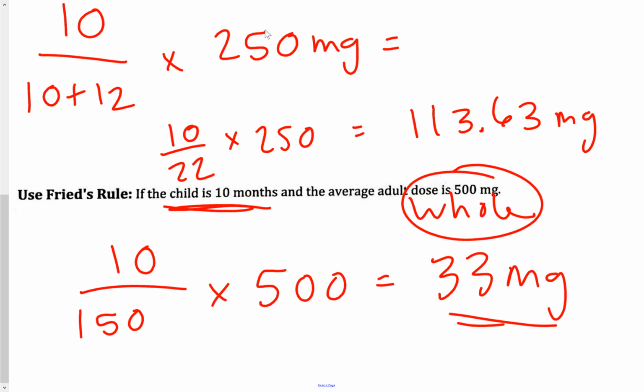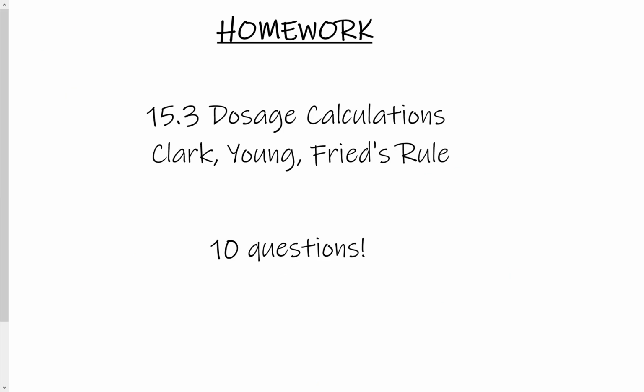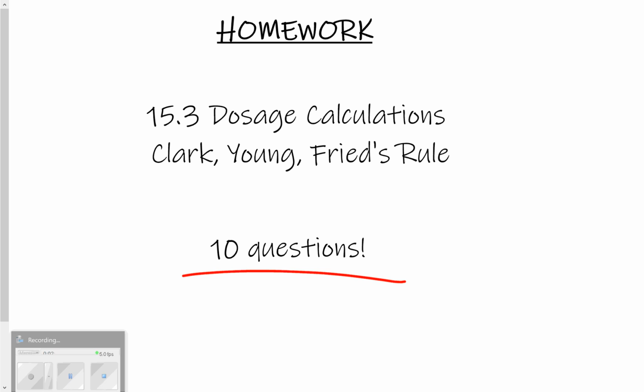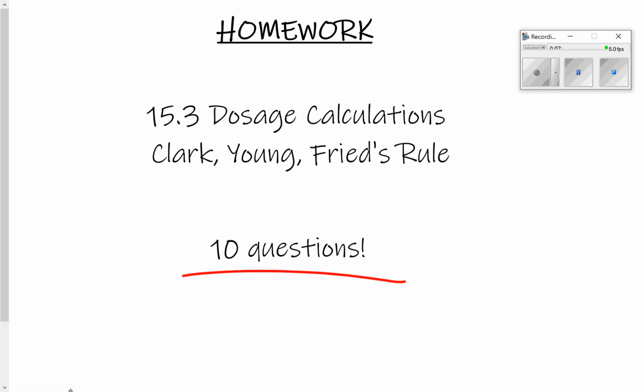Okay, pretty easy. I feel like that's pretty self-explanatory, but nonetheless, it's still good that I go over it with you. So your assignment is 15.3, dosage calculations, Clark-Young Fried's rule. There are 10 questions. I feel like it's pretty self-explanatory, but if you guys have any questions, make sure you go back, go through the examples, and make sure you have these copied down. And then you can always reach out to me with any other questions.